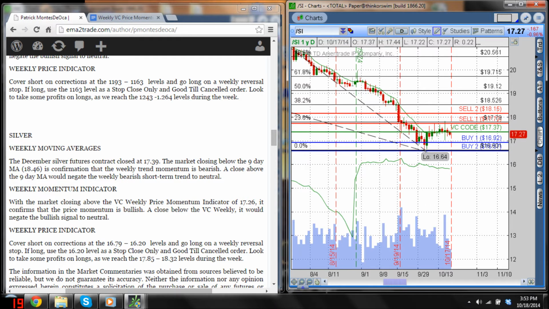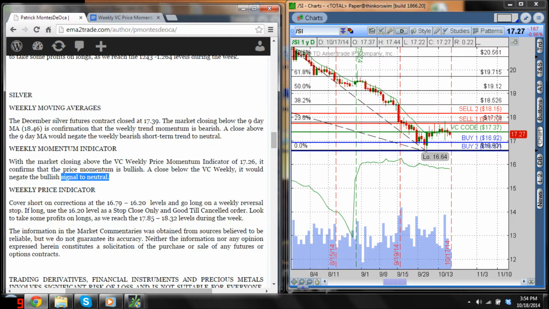The weekly momentum indicator is telling us that with the market closing above the VC weekly price momentum indicator of 1726, it's confirmation that the price momentum has turned bullish. A close below would negate this bullish signal to neutral. If you are short, it's telling you, and this is the algorithm, to cover your short on corrections to 1679 to 1620 levels and reverse long on a weekly reversal stop. And if you buy long, use the 1620 as your stop level and good till cancel order.